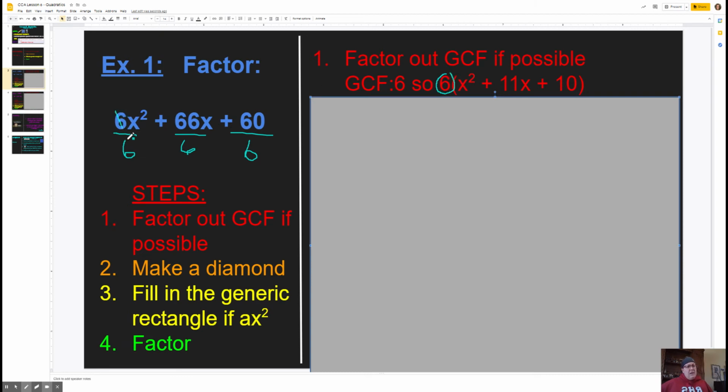And then 6 divided by 6 gives us that 1x squared. 66 divided by 6 is 11. And then 60 divided by 6 gives us the 10. So that's the first step.